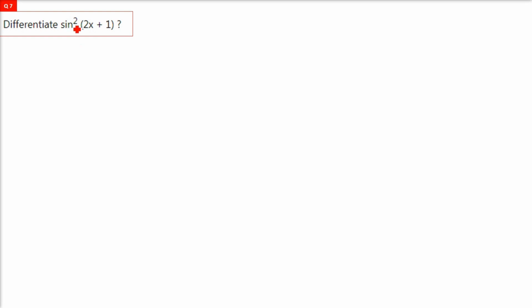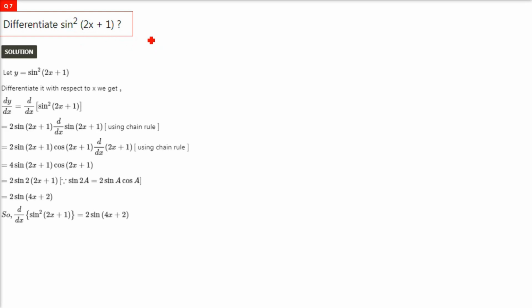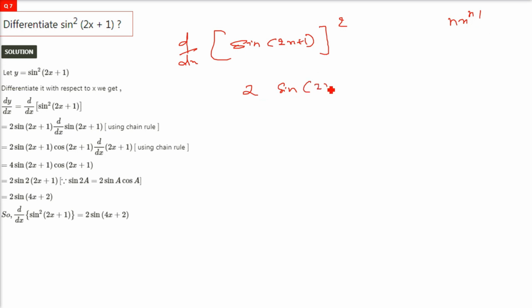Differentiate sine square of 2x plus 1. Again, it is sine square of something. Assume it to be some y square. So sine of 2x plus 1, the whole square. Assume that you are differentiating something, say y square. So d by dx of y square is 2y to the power of 2 minus 1, applying x to the power n minus 1. So it will be 2 sine of 2x plus 1, and 2 minus 1 is 1. So 2 sine of 2x plus 1 it will be.